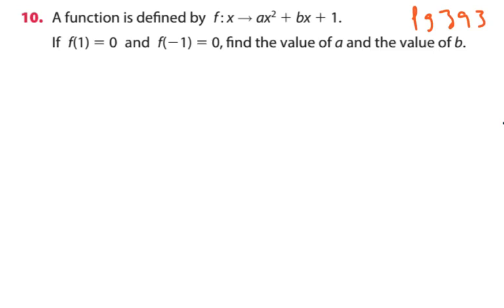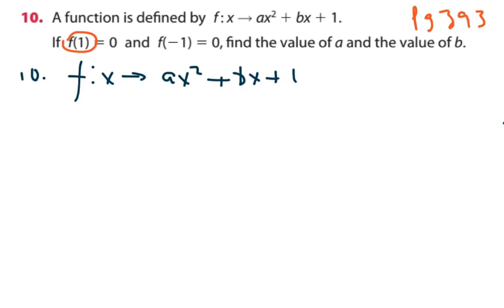You always start off by writing down, question 10, and you're going to go f of x goes to ax squared plus bx plus 1. You write the function down. Don't just start off with some random numbers. Write the function down as reference for yourself, so you're not going back and forth to the book, and it makes sense. And f of 1 means that you're putting 1 in instead of x.